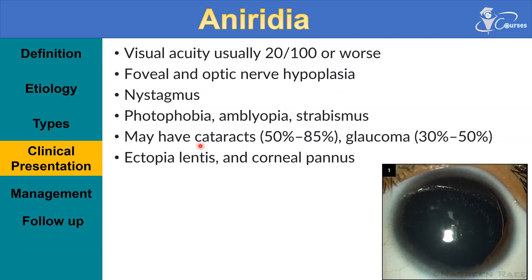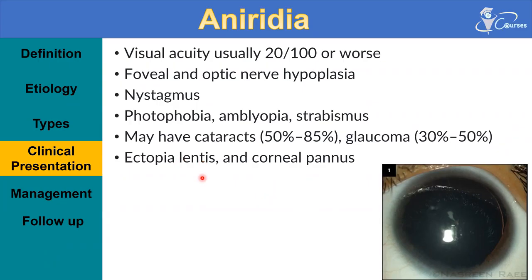They can be associated with cataract in 50% of cases. Also glaucoma. A type of glaucoma is the angle closure glaucoma or secondary angle closure glaucoma in 50% of cases. Also ectopia lentis and corneal pannus.